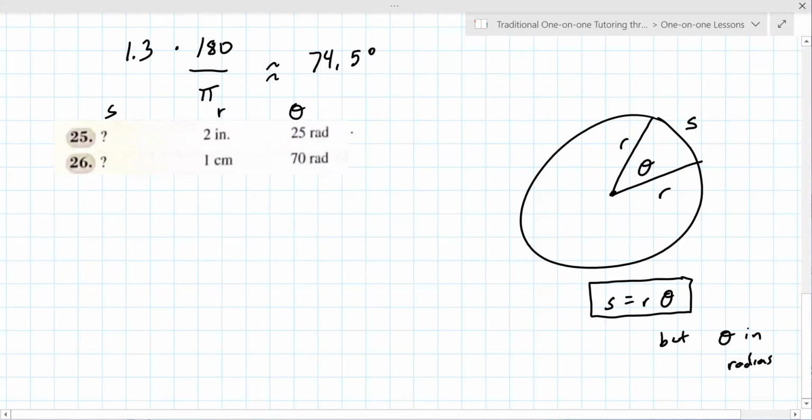So S in the first problem, in 25, is 50. As you multiply those, you do need a length to go along with it. So it's inches. It's like walking. I don't know if there's any circles around, but if you were to walk around the circle, it's still a length. And so it's whatever these units are. So this one is 70 centimeters when you do that.